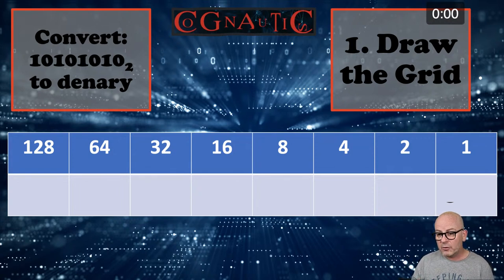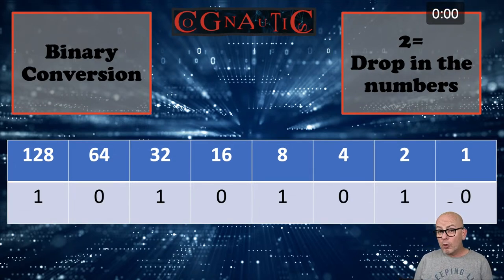So if you draw this grid out when you've got one of these questions, you will have a grid that might be too large, but it won't be too small. So draw that grid out is the first job. The next one is you drop that number into the grid. So make sure you put the 1 in there. If you start with a 2, it all goes wrong.